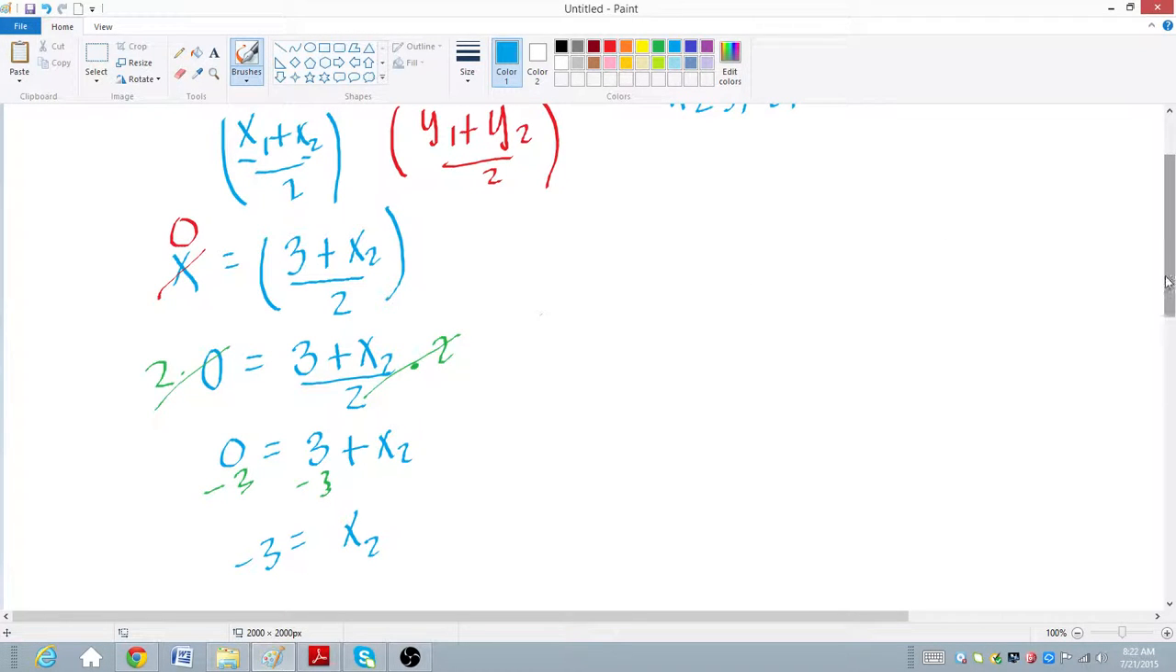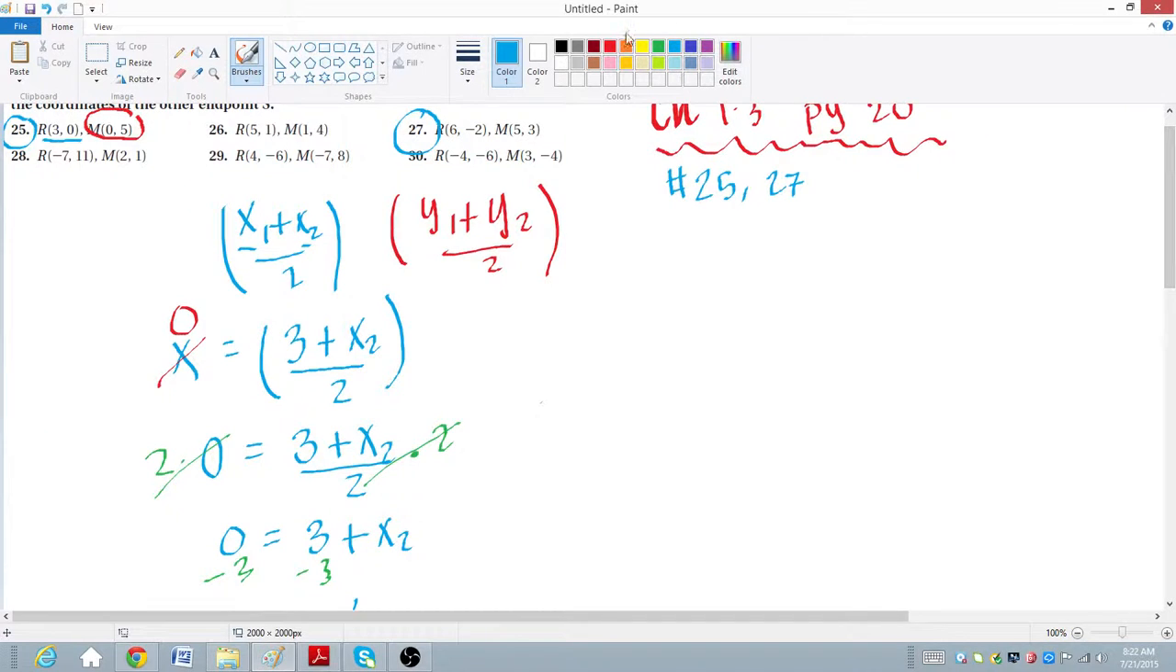Now I'm going to do the y's. Same thing. Y of the midpoint is equal to y1 plus y2, divided by 2. Well, I have y1, which is 0. So 0 plus y2, I do not have y2 because I do not have another endpoint. So I'm going to put y2 and then divide by 2, because the goal is to solve for the endpoint. Now I need another piece of information, which is from right here. This is the midpoint, which is 5 in this case. So now I could just solve for it.